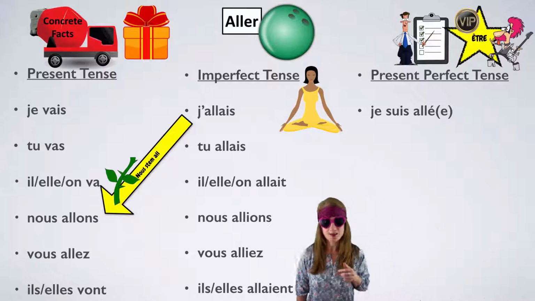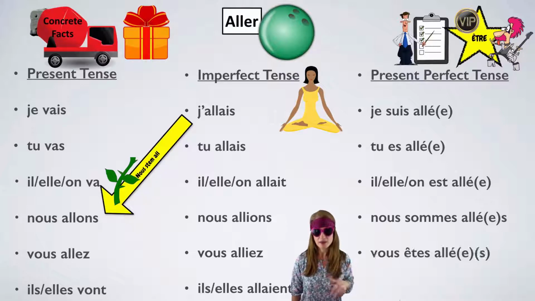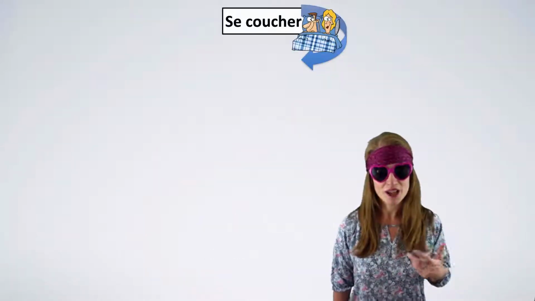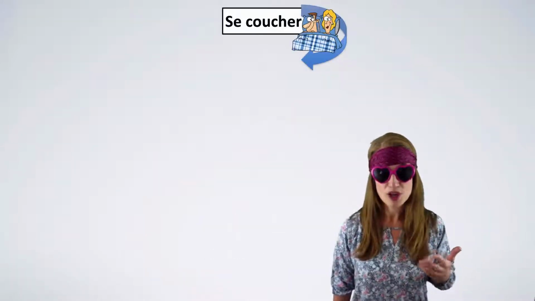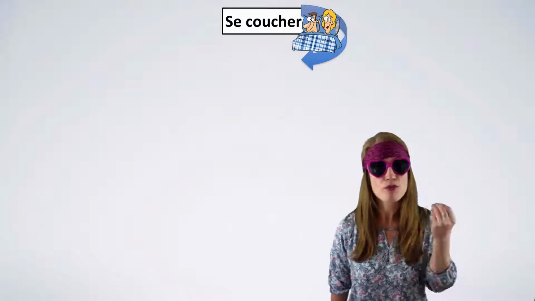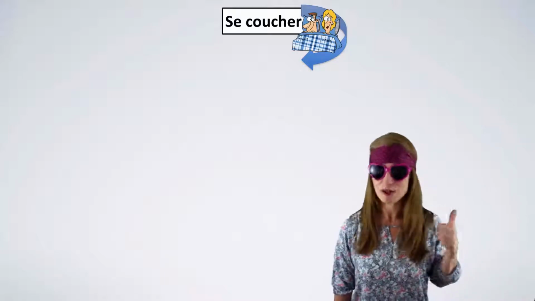Je suis allé. Tu es allé. Il, elle, on est allé. Nous sommes allés. Vous êtes allés. Ils, elles sont allés. And then, of course, we get the pronominal verbs. Pronominal verbs have to have a reflexive pronoun. That's why it's called pronominal. Most pronominal verbs are ER verbs, which is great.